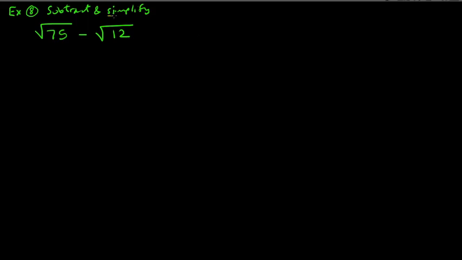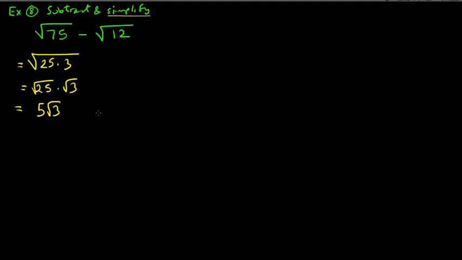Well, we have to simplify first. 75 is 25 times 3. We can split this up as the square root of 25 times the square root of 3, and the square root of 25 is just 5. So the square root of 75 is really just 5 square root of 3. This is the simplified version.